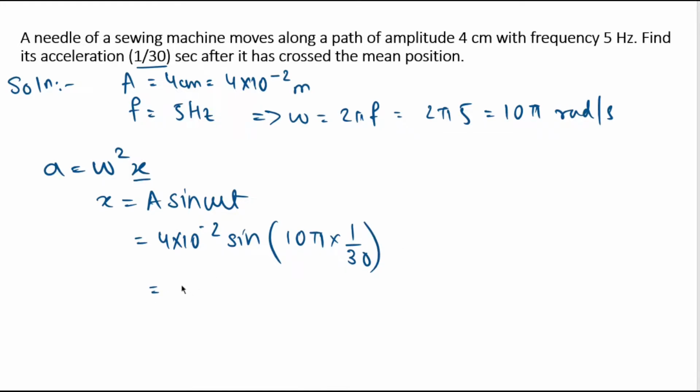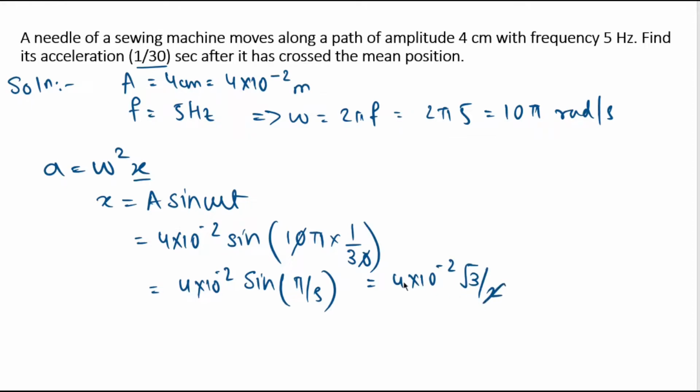So this comes out to be 4 into 10 raised to minus 2, and this thing cancels out, which comes out to be sine of pi by 3. Now sine of pi by 3 is sine 60, which is given by root 3 by 2. So we can write this as 4 into 10 raised to minus 2 into root 3 by 2. 2 ones are 2, 2s are 2 root 3. So 2 root 3 into 10 raised to minus 2 meters.